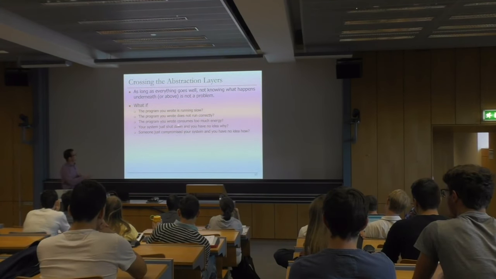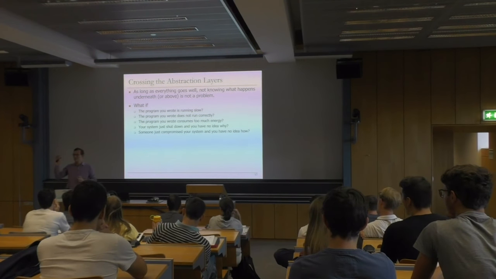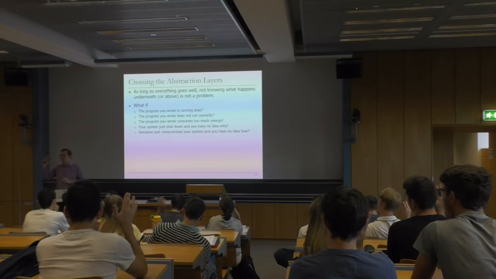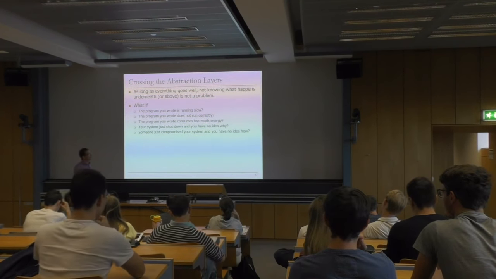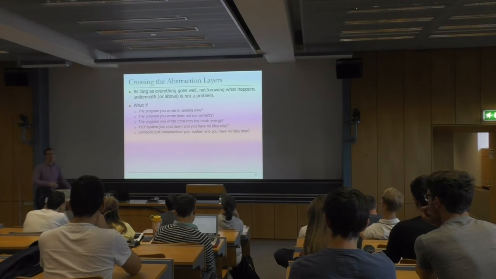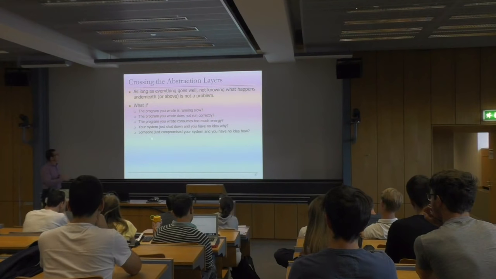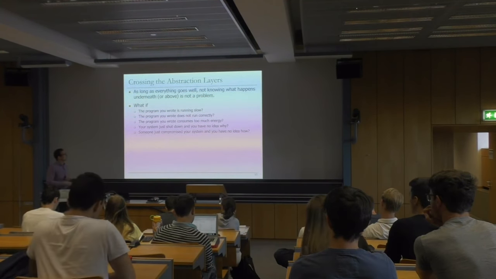And this happens a lot. Your system just shut down and you have no idea why. I think this should not happen, but it's happening. How many of you experienced this problem? It's good to know I'm not the only one. Thank you. And someone just compromised your system and you have no idea how, basically. All of these are problems, and you can list many, many of these things, right? And you can solve these problems only by knowing what's really underneath.